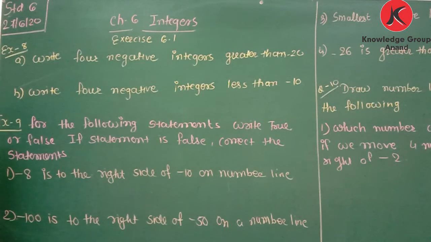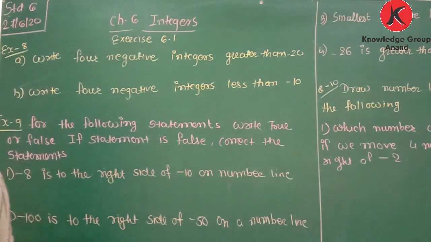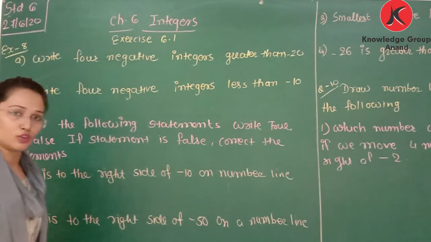Here question number 8 is write four negative integers greater than -20. -20 કરતા greater હોય એવા numbers લખવાના છે. So which are the greater numbers than -20? You can write a positive integer because we know that all positive integers are greater than -20.